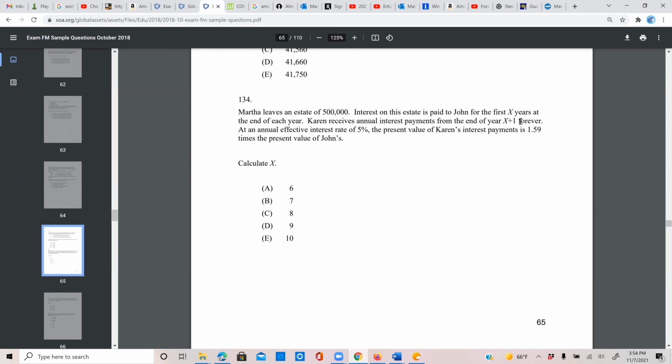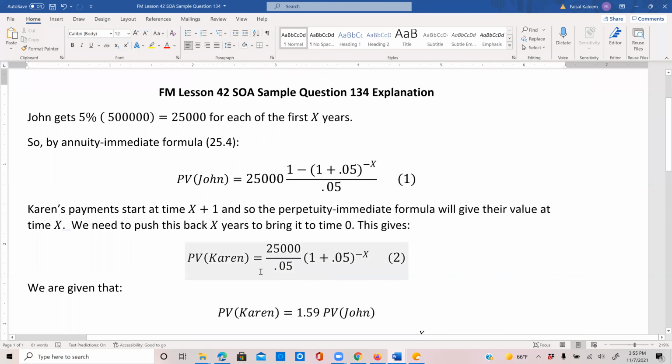And they go forever. So Karen gets the perpetuity. And if we use the present value formula for perpetuity immediate, since her payments start at time X plus 1, the perpetuity formula would give 25,000 over 0.05, the X over I, that's the value that will be sitting one period before the first payment. Since the first payment is at X plus 1, this one will be sitting at X.